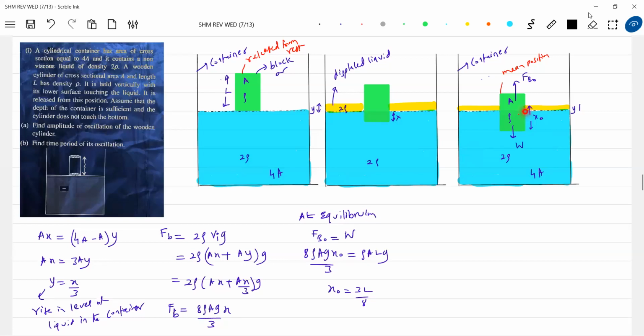I think the diagram may not be correct, but for our understanding purpose, I just brought it. In SHM, at the upper extreme it should be at instantaneous rest, and at mean it has some maximum velocity. The distance from the upper extreme to the mean position is what we should take as amplitude. So this should be the amplitude. What is the amplitude of oscillation? Find the amplitude of oscillation of the wooden cylinder. It should be this one.